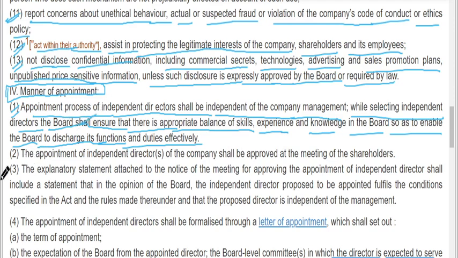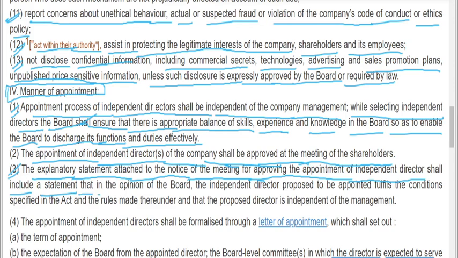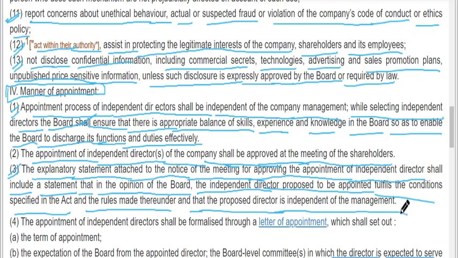So the board shall ensure that the appointment of independent directors of the company shall be approved at the meeting of shareholders. The explanatory statement attached to the notice of the meeting for approving the appointment of an independent director shall include a statement that in the opinion of the board, the independent director proposed to be appointed fulfills the conditions specified in the Act and the rules made thereunder, and that the proposed director is independent of the management.